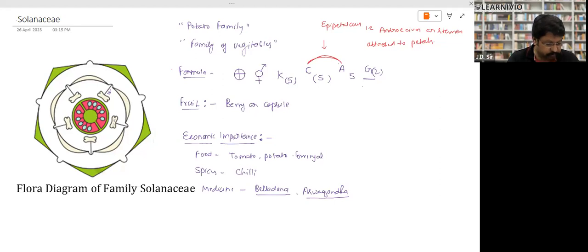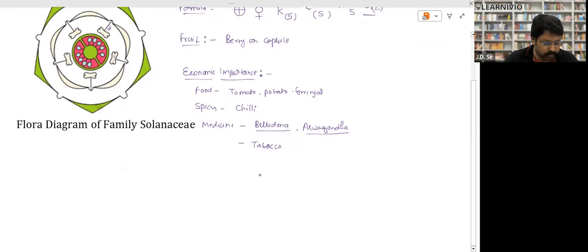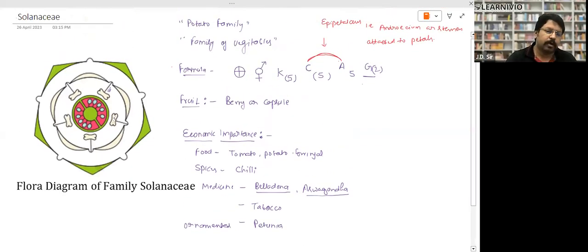Then one more plant, tobacco, and petunia, right? Remember, tobacco belongs to the Solanaceae family. And one more, there is an ornamental plant, petunia. People use ornamental plants in gardens, that is petunia. You must have seen this plant. It belongs to Solanaceae. Tell me if you have any doubt. Go through it and tell me.